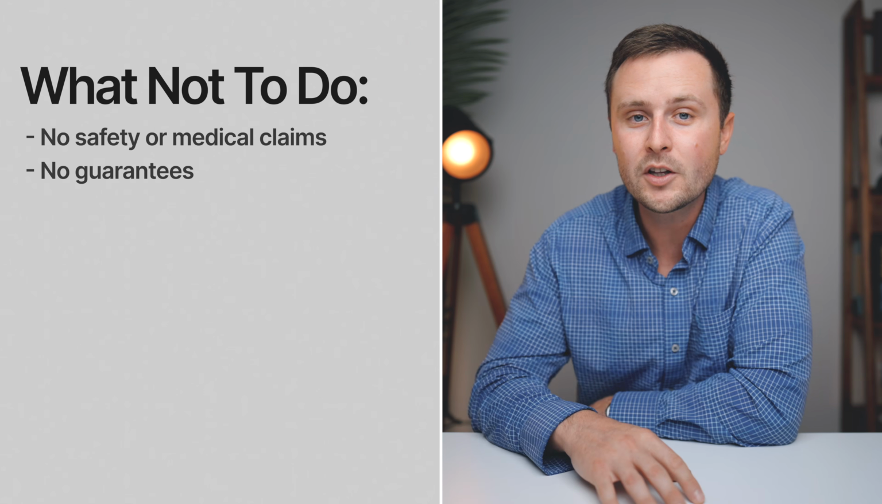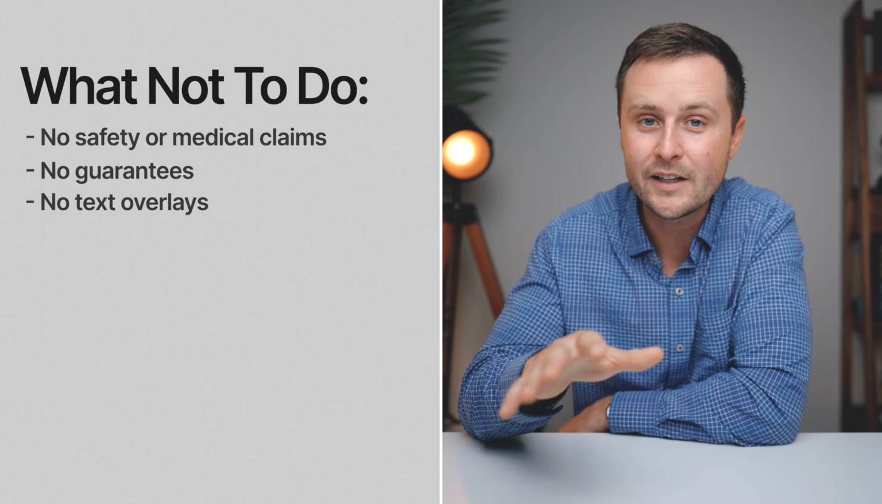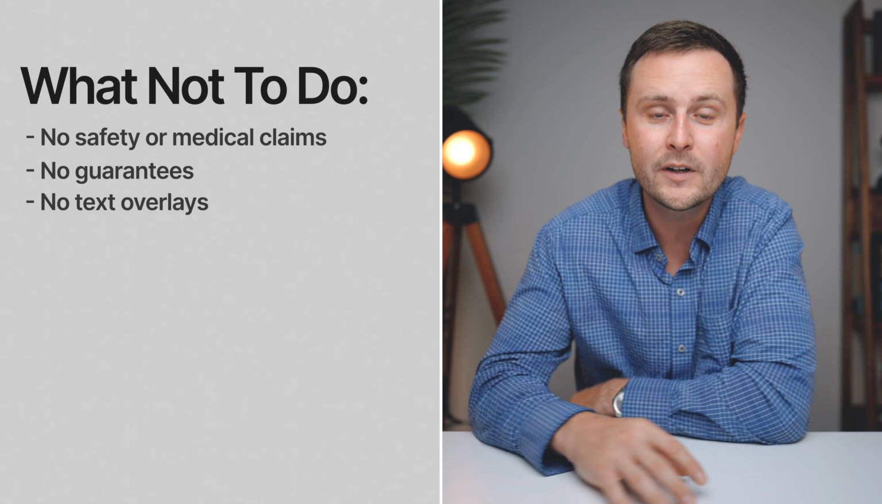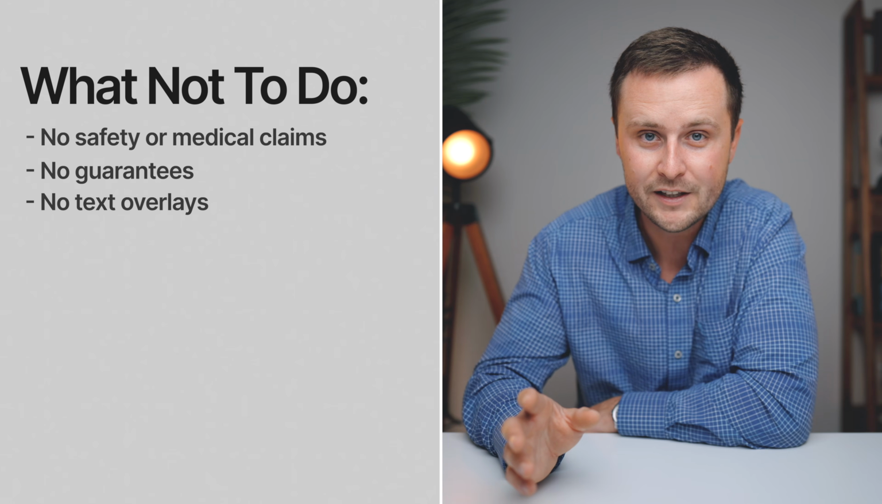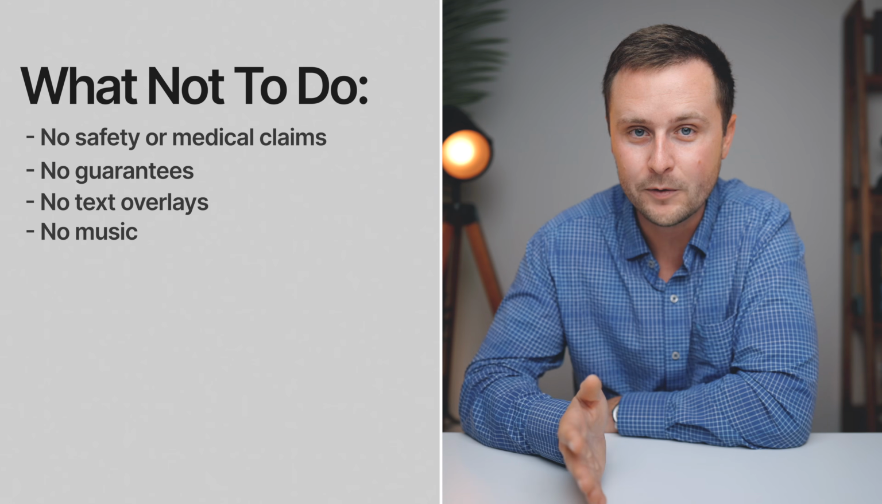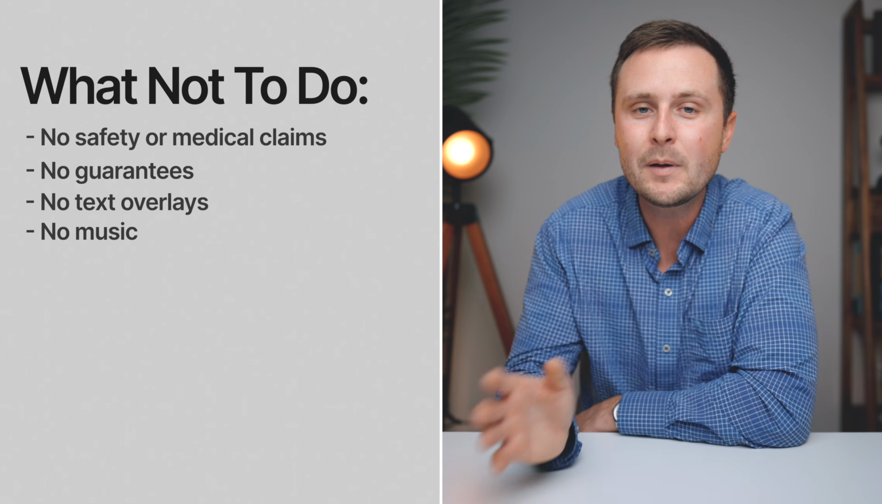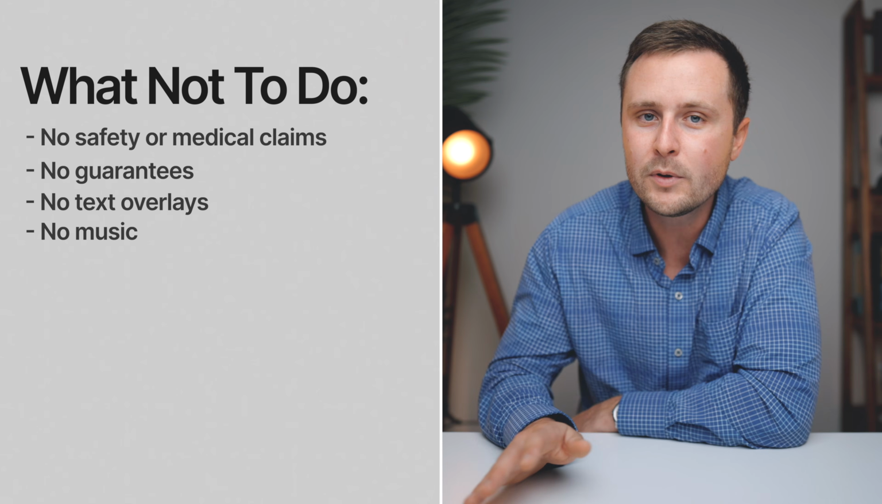The third thing is making sure that we don't actually put text on our video. A lot of people put text as an overlay on their video. We can't do that for Amazon influencer videos. And the next thing is we can't have music in our videos. This brings up copyright issues, and people can't hear your audio either, so no music in the background.